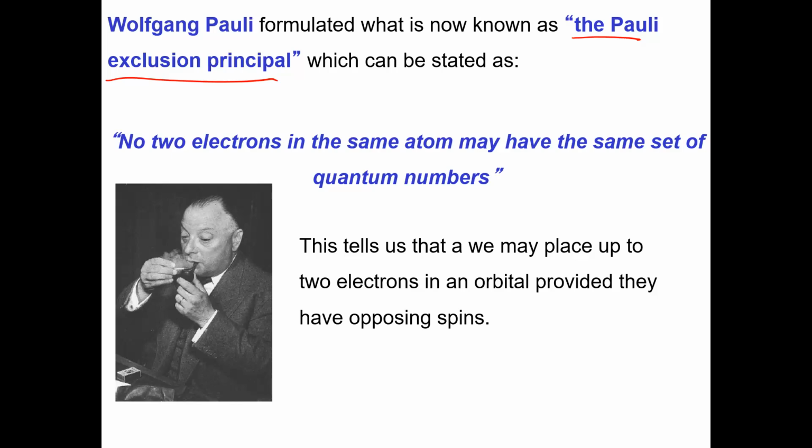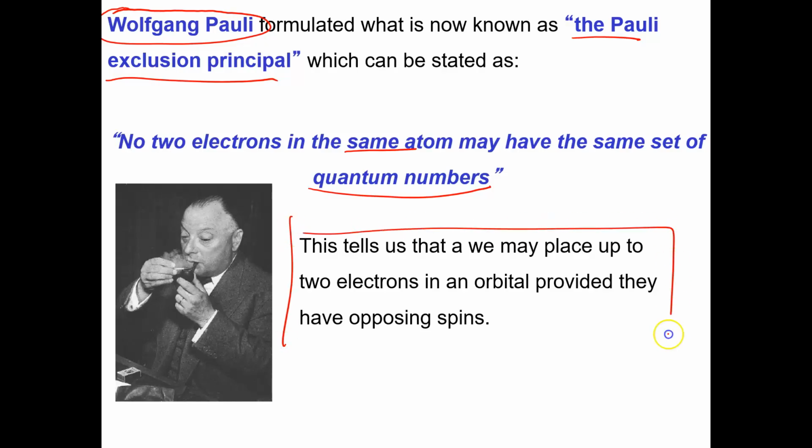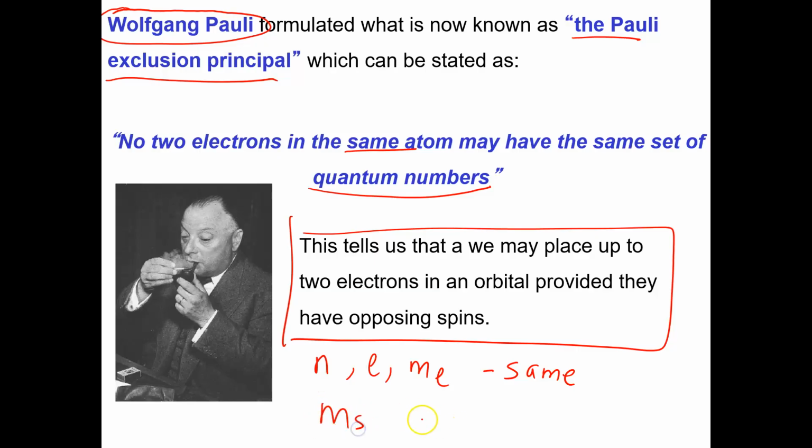People now are just kind of working out what the consequences of this are. And one of the things that got worked out by a guy called Wolfgang Pauli is that it's not possible to have 2 electrons in the same atom with the same set of all 4 quantum numbers. So what practically this means for us is if 2 electrons have n, L, and ml the same, then their spins must be different.